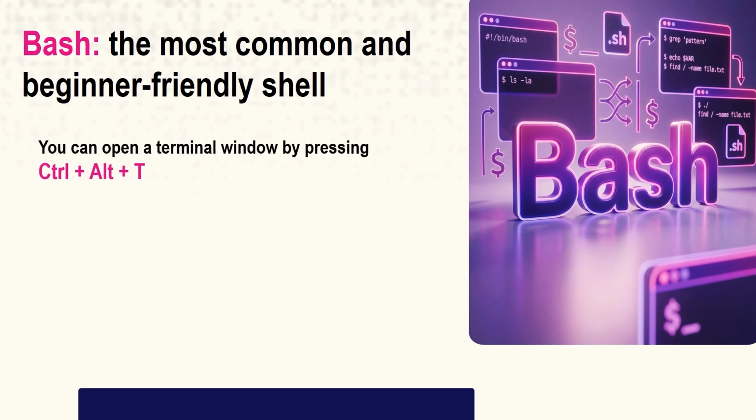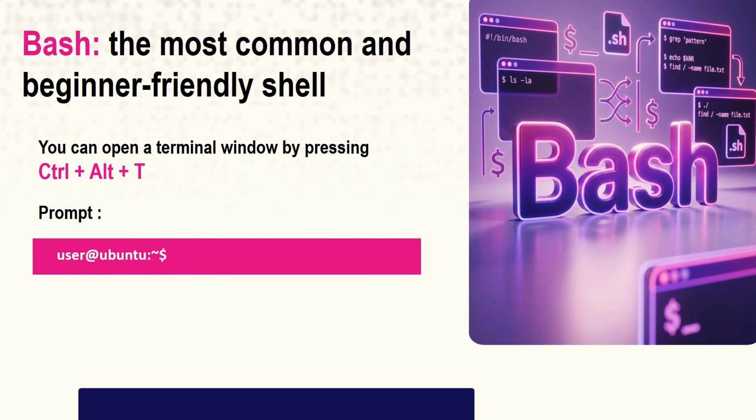You can open the terminal window by pressing the shortcut key Ctrl, Alt and T simultaneously. Once opened, you will see a prompt like this: user at the rate machine name and the dollar symbol. The prompt shows your username, system name and current directory. So let's start with navigation, learning how to move around the Linux directory structure.